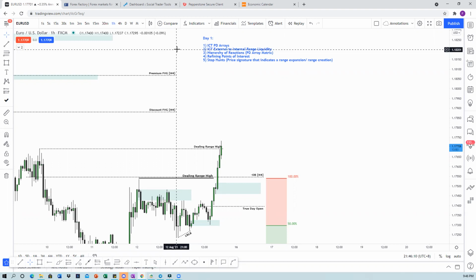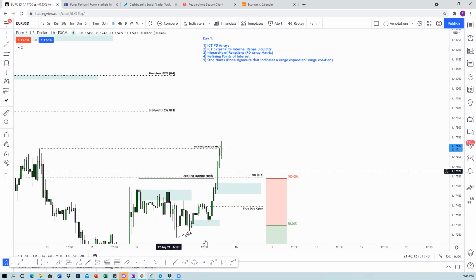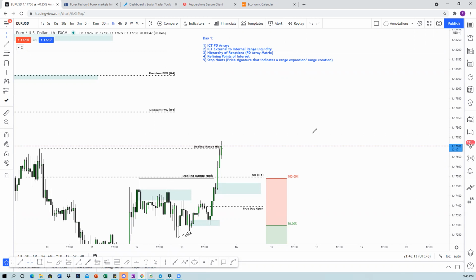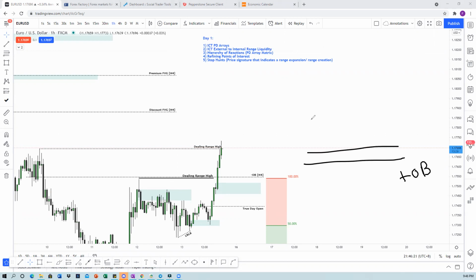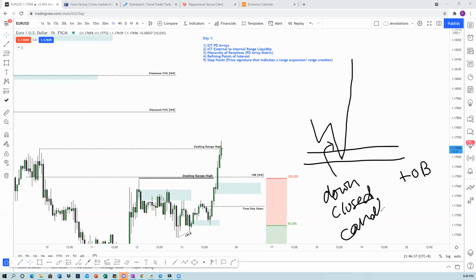Because on the 5 minute, if you have, as an example, let's say a plus OB here, you see price is dropping, right? Then if price drops like this and then boom, it explodes higher, this portion here becomes what? Consecutive down close candles. So what is a consecutive down close candle? It's a bullish order block.